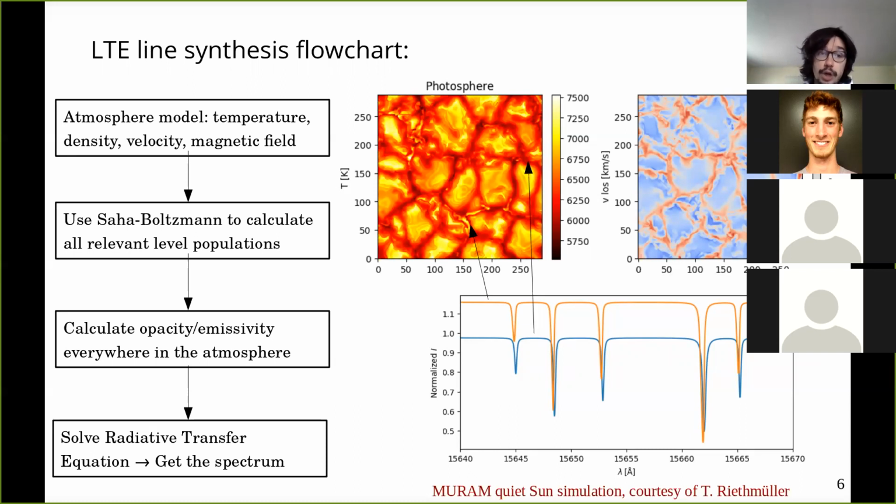We can calculate opacity and emissivity everywhere, for each wavelength and each depth, right? Then we can plug this into the radiative transfer equation and get the spectrum. In this specific example, I did that not for one atmosphere, but for 288 times 288 atmospheres, and I have obtained these synthetic spectra for each of the points.